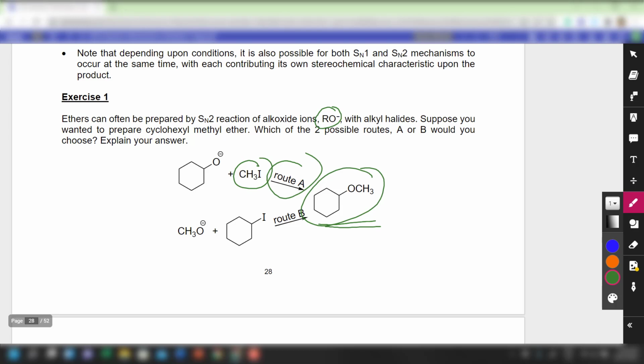But for route B, we are running into the risk of getting an alkene as the side product. So that is something you have to consider when you decide which route you want the reaction to undergo to produce the product in good yield.